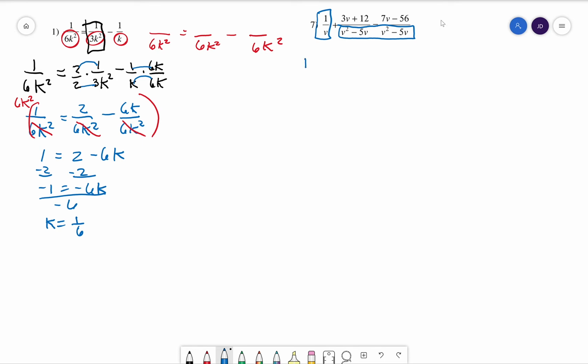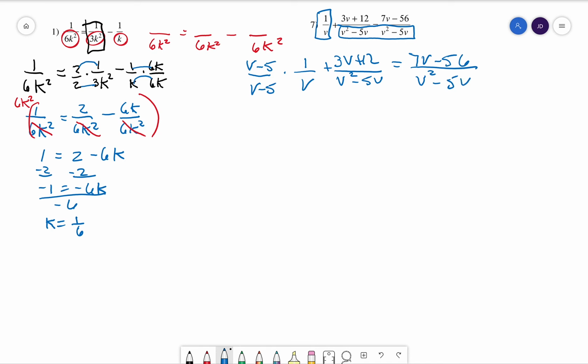So if I have 1 all over v, and I need to make it turn into v squared minus 5v, then I'm going to multiply this by 1. I'm going to multiply it by v minus 5 all over v minus 5. And if you take note, v minus 5 divided by v minus 5 does indeed equal 1. So we're just multiplying this by 1. All right, so now this is going to be plus 3v plus 12 all divided by v squared minus 5v. It's kind of hard to write on this. It's equal to 7v minus 56 all divided by v squared minus 5v.